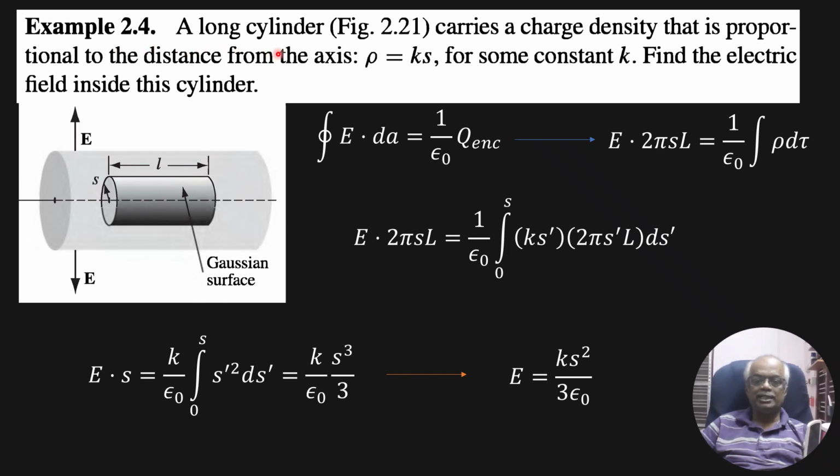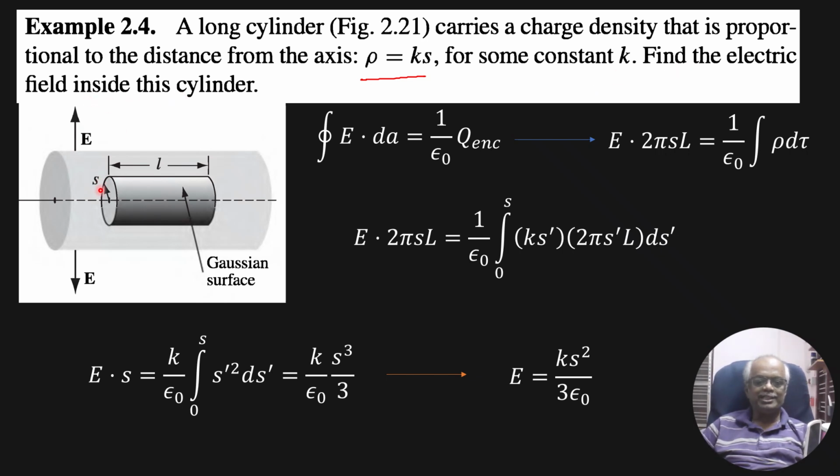A long cylinder, as shown in the figure, carries a charge density that is proportional to the distance from the axis. That is, rho is equal to k s for some constant k. Here, the very important point is the charge density is proportional to s. That is independent of L. It depends only on s. That is independent of length. Find the electric field inside the cylinder.